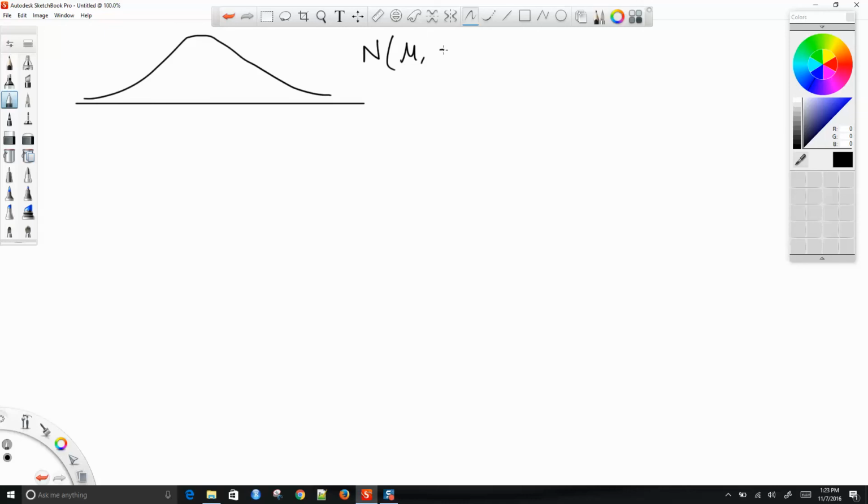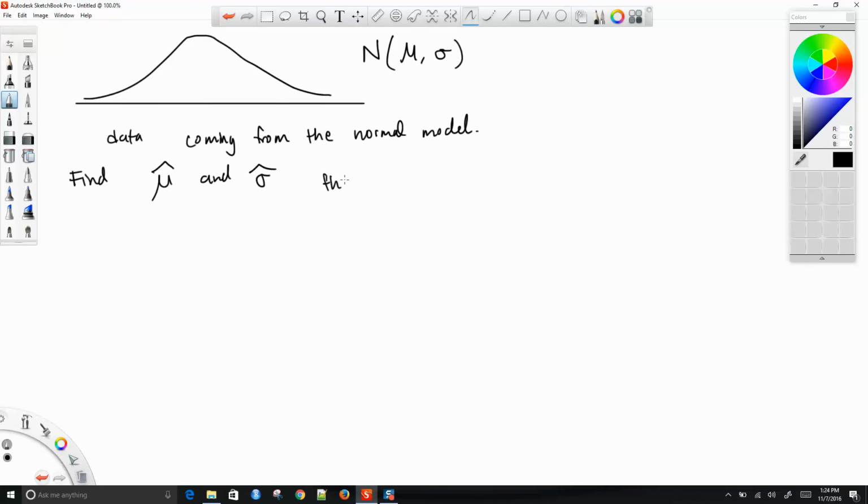Okay, and so our data has come from this, right? So we have data coming from this normal model. And what we want to do is find mu hat and sigma hat, estimates of mu and sigma that maximize the likelihood of our data. Okay, that's what we want to do.